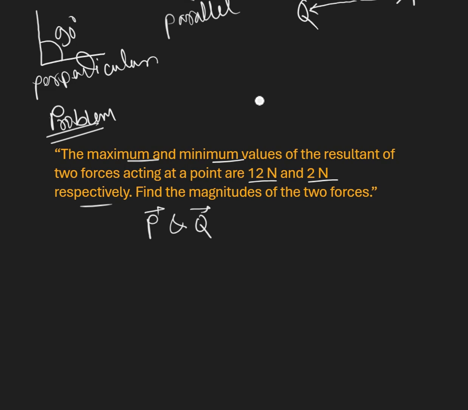So the maximum value, we have P plus Q is equal to 12 Newton, and the minimum is P minus Q is equal to 2 Newton, right? So what do we have to calculate? We have to calculate the magnitudes of these two vectors. So we have to evaluate the value of P and Q.